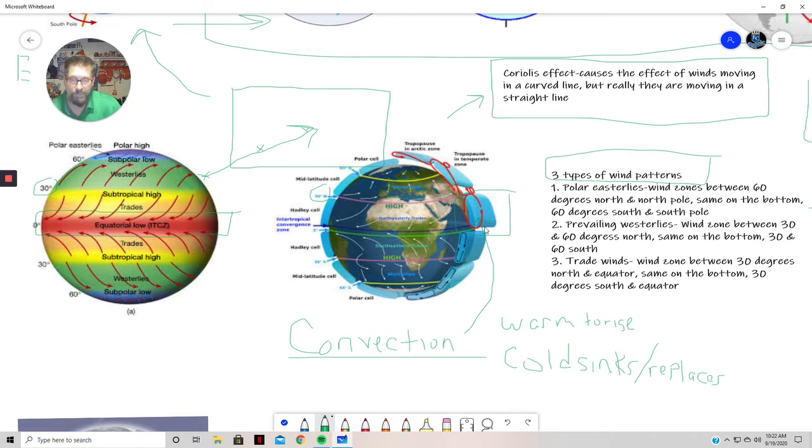So we've got this convection cycle. It rises at the equator, or 0 degrees, and it falls at the 30-degree line. And that's what causes all that wind to move towards the equator.